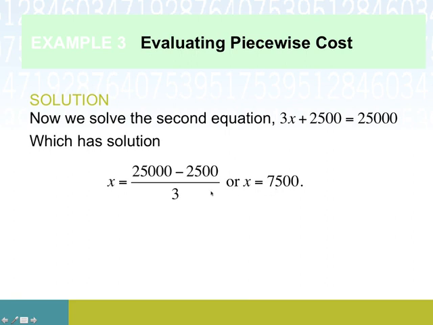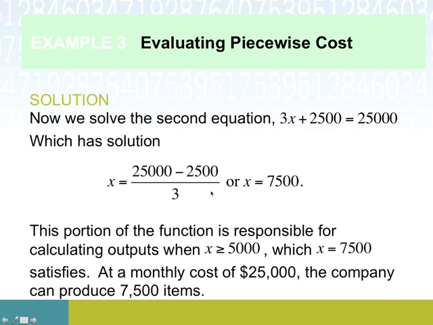Okay, well, we've got the same issue. Can we check this against the original? So this portion of the function is responsible for, oh yeah, okay, so if our x value was at least 5,000, then this piece, 3x plus 2,500, would be in charge. Great, 7,500 is bigger than 5,000. We should be in business. So at a monthly cost of $25,000, the company can produce 7,500 of these items.